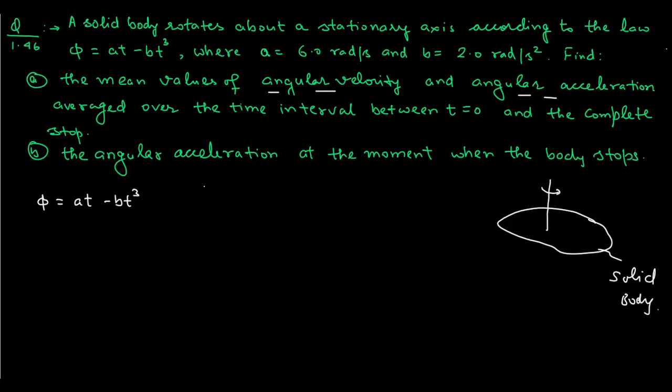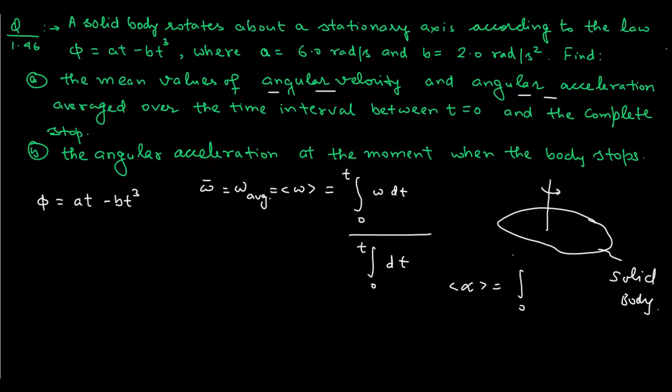Now the formula for the average of angular velocity, you can represent this by omega with a bar over it, or you can represent it like this, one and the same thing. So it is equal to the integration from 0 to the time taken by the solid body to come to a complete stop, of omega dt divided by the integral from 0 to t of dt. Similarly, for the average of the angular acceleration alpha, we can write it like this: the integral from 0 to t of alpha dt divided by the integral from 0 to t of dt. Clear?